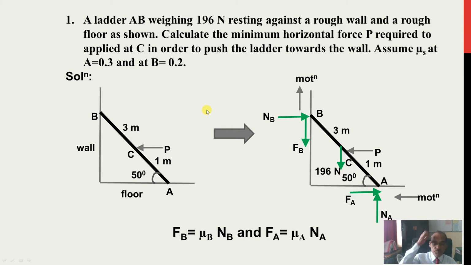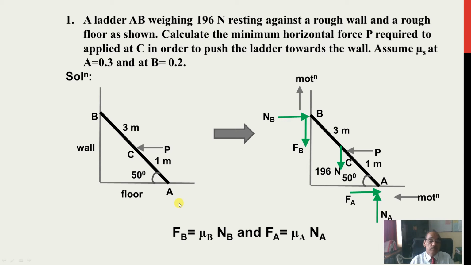Let us take a very simple example of a ladder having weight 196 Newton. Total length of the ladder is 4 meters. So self weight will be acting at half distance, 2 meter from top and 2 meter from bottom. Now 196 Newton resting against a rough wall and a rough floor, means the horizontal surface is also rough, wall is also rough. Calculate the minimum horizontal force required to apply at point C in order to push the ladder towards the wall. Assume coefficient of friction at A, the floor, is 0.3 and at the wall is 0.2.